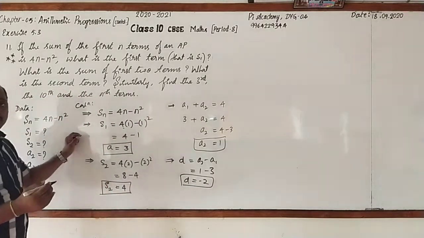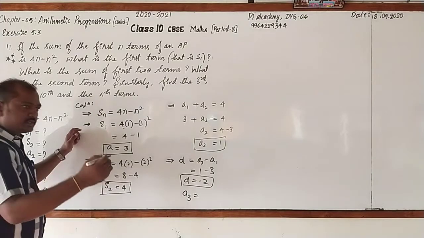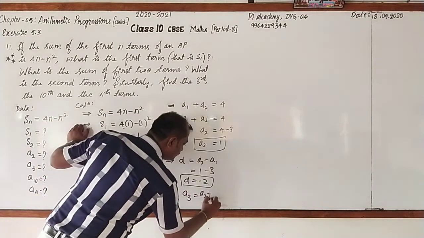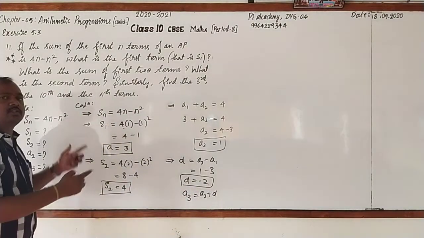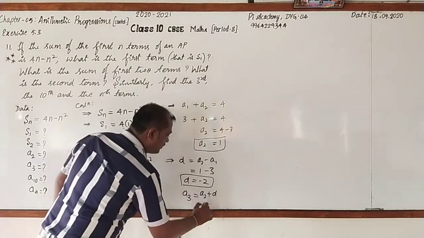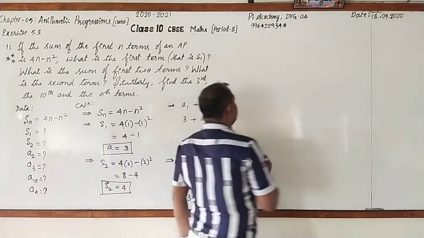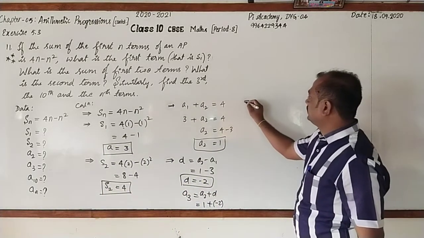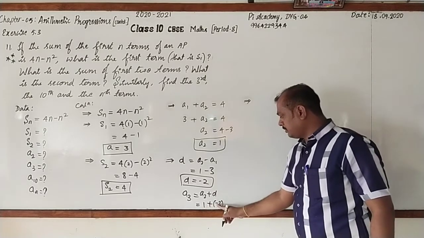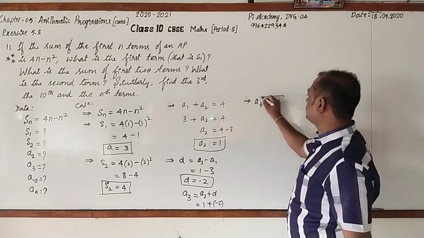You can find A3. A3 is A2 plus the common difference. For your reference, I am writing this, or else you can write it directly. Where A2 is 1, common difference is minus 2. Then here I write, this is 1 minus 2. This is minus 1. A3 is minus 1.